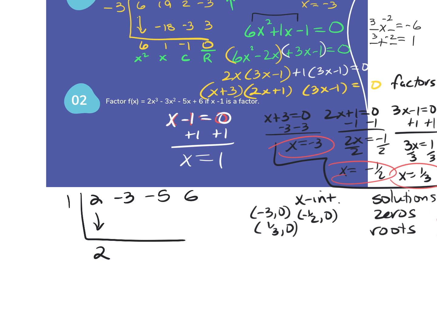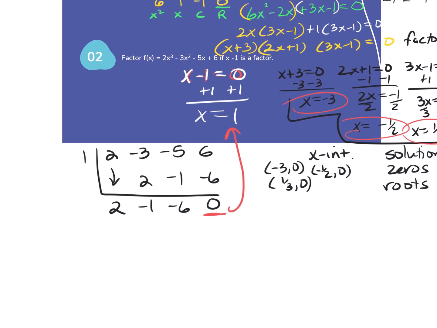So I'm going to go ahead and bring down my first term. I'm going to multiply. I'm going to add the column. I'm going to multiply. I'm going to add the column. I'm going to multiply. And again, if you did not get a remainder of 0 here, you did something wrong because you were told that 1 was a solution or negative 1 was a factor.